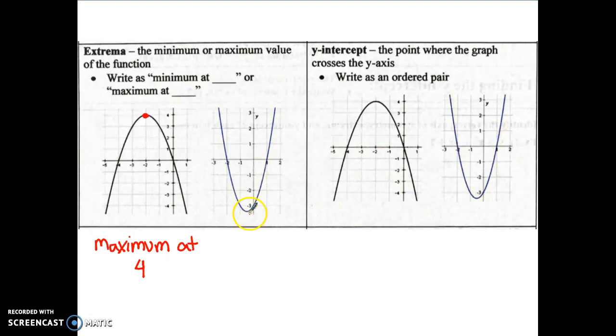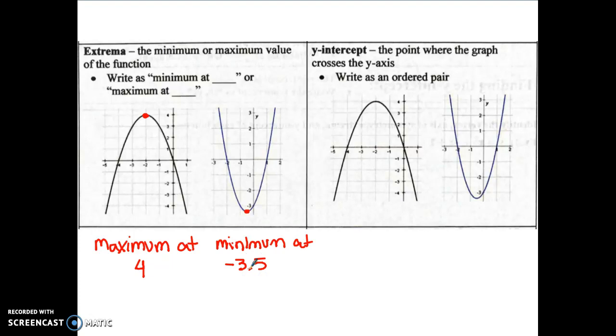Now for this one, we clearly have a minimum because this is our lowest point on the parabola. So this is a minimum, sorry y'all, minimum at, and again, we're looking at the y value. And remember, we guessed earlier that that is -3.5.